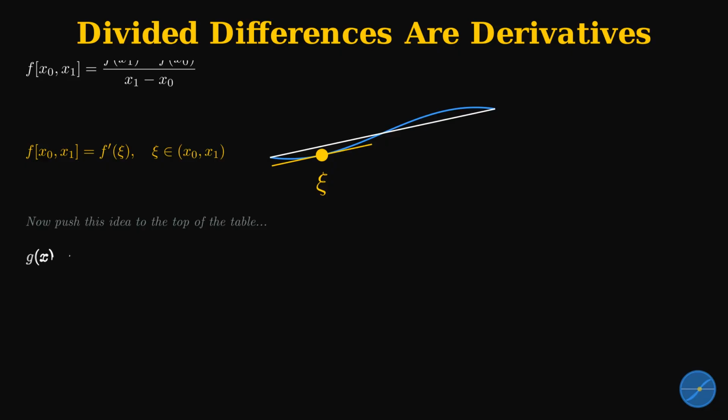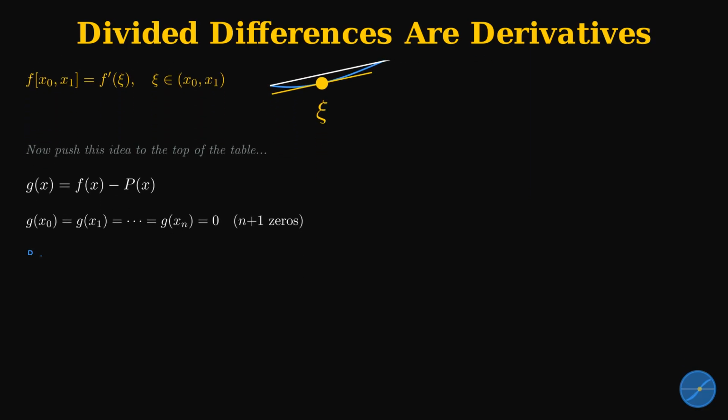Take our interpolating polynomial p. It matches f at every one of the n plus 1 points. So the difference g, f minus p, is 0 at all of them. So here's the next step. Between any two zeros of g, its slope must be 0 somewhere. That's Rolle's theorem. So g prime has n zeros.